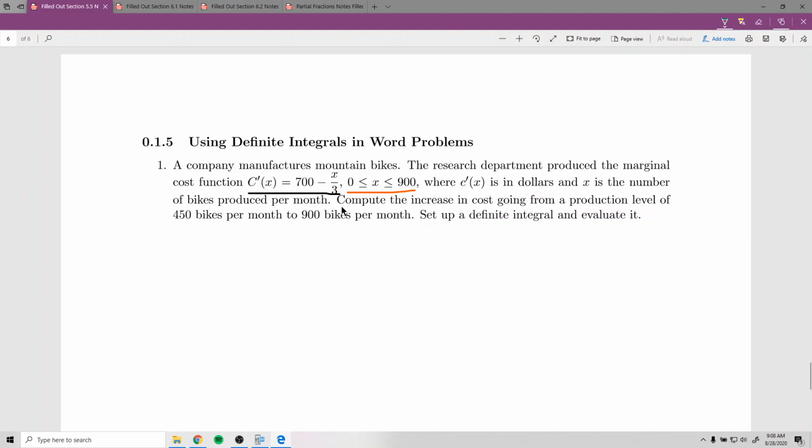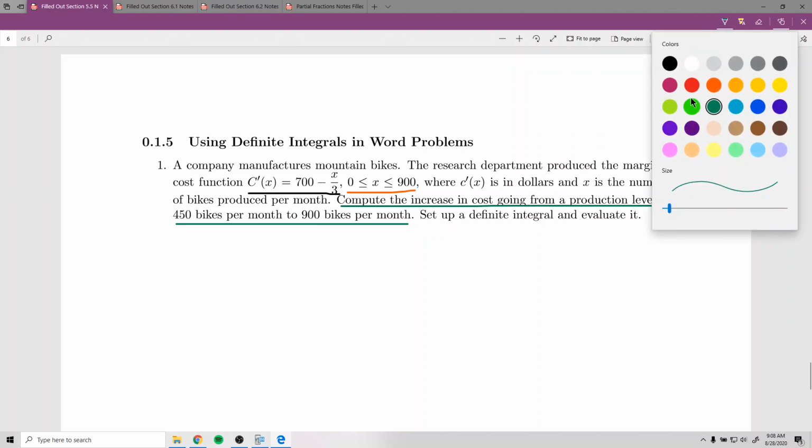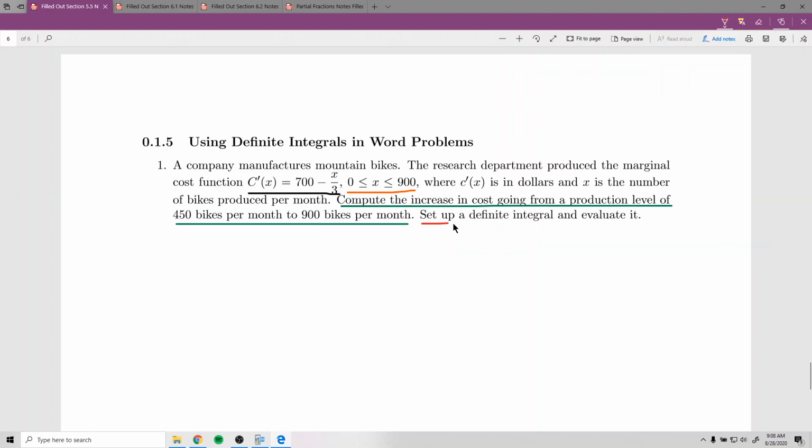What it wants us to do is compute the increase in costs going from a production level of 450 bikes per month to 900 bikes per month. And there's even a little helpful hint here on what you have to do: set up a definite integral and evaluate it. Now, because of the way you're given the problem, we know we're probably going to integrate the derivative. So let's just set that up and integrate the derivative.